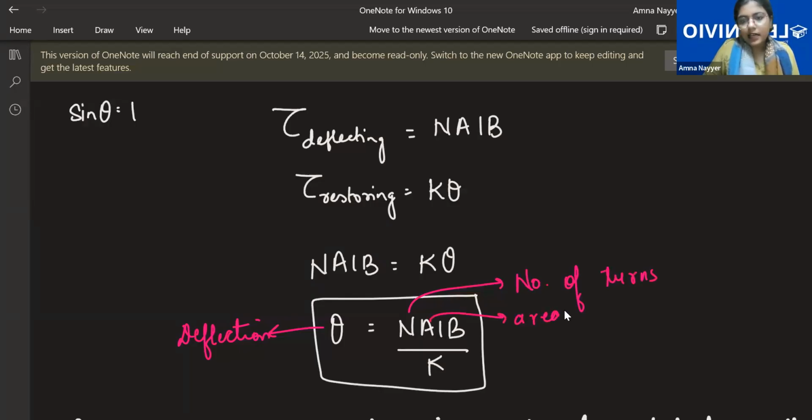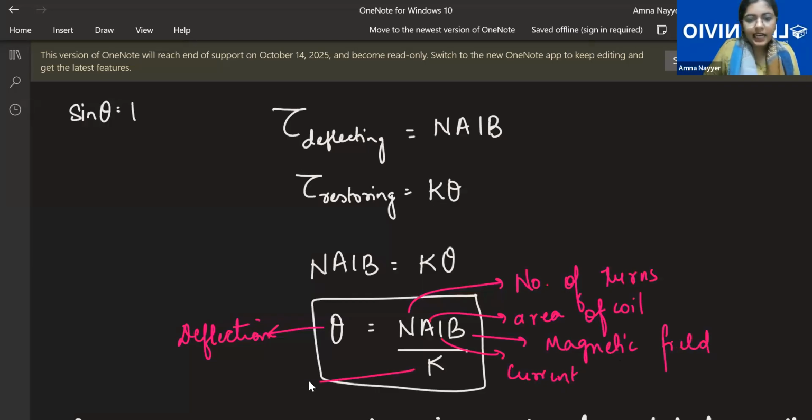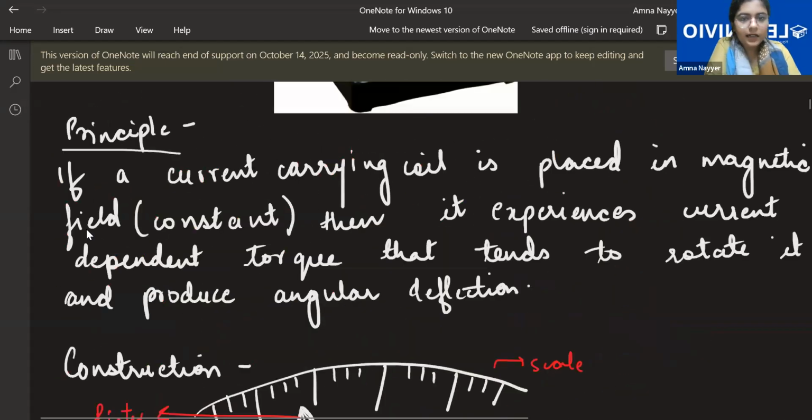A is the area of the coil. All these things will be given to you in the exam. I is the current. B is the magnetic field. And K is the torsion constant. We call this the torsion constant. It's just a constant that will be provided. Basically, it's the constant that comes because torque is directly proportional to displacement. So it's a constant term, which is just calculated experimentally. So in the questions, it will be provided to you. This is what deflection is. Got it? Yes, ma'am. So quickly write down this part also, Rani.